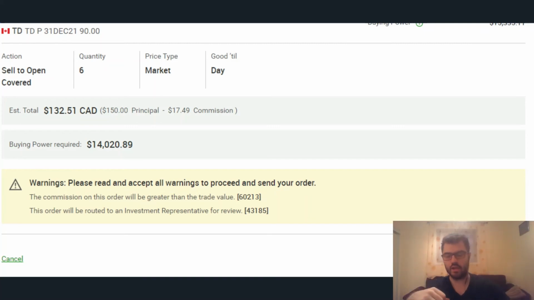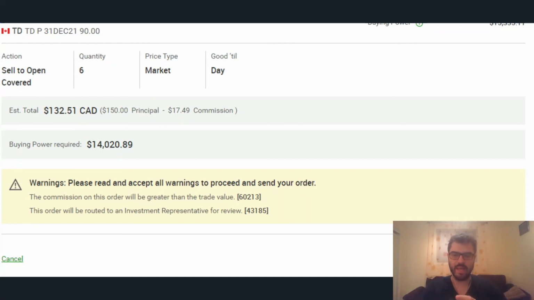Okay, so a cash covered put you have to do in a margin account, unfortunately. Okay, because there is a lot of margin that is required with this. That doesn't necessarily mean it uses the margin. It just needs to be done in a non-registered account. So this is the buying power that's required.